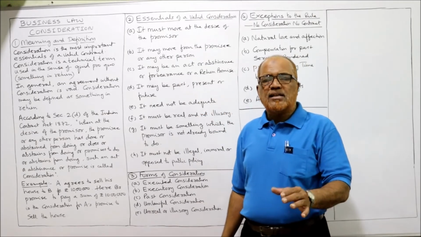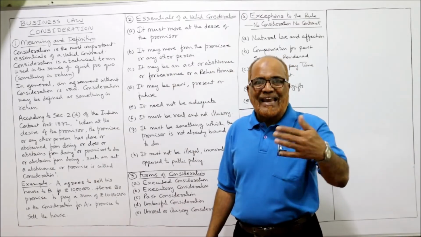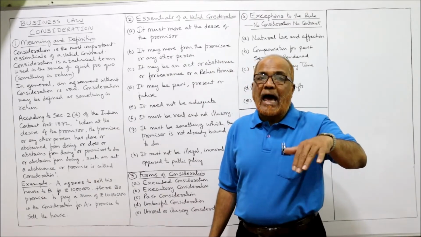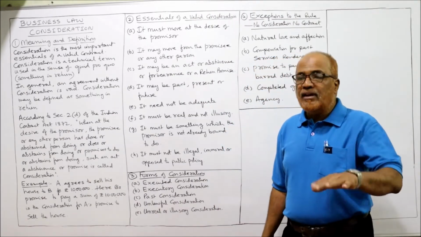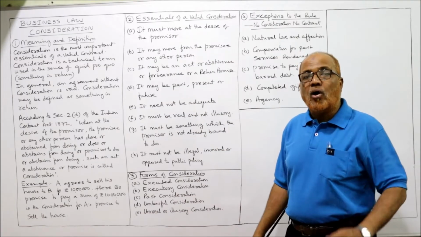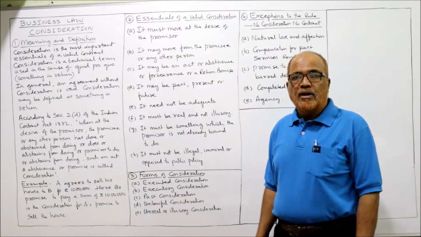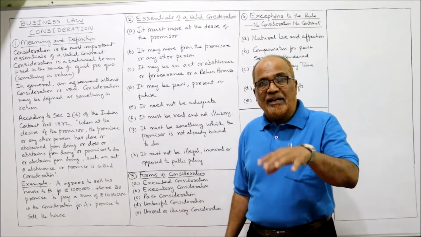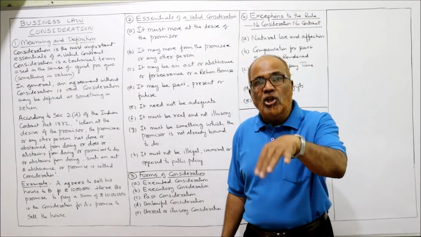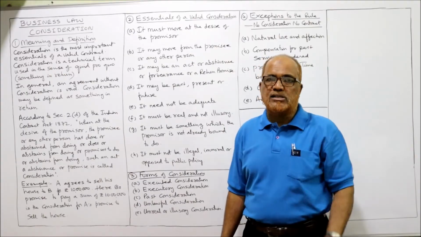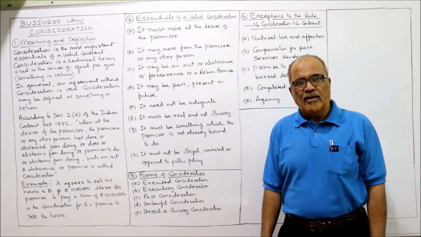Third condition, it may be an act or abstinence or forbearance or a written promise. It is not necessary that something should be given. It may be an act. Even an abstinence, even a forbearance or a reverse promise, a written promise, will be consideration. It is not necessary that something should be done. Even if something is not done, that is also a consideration.